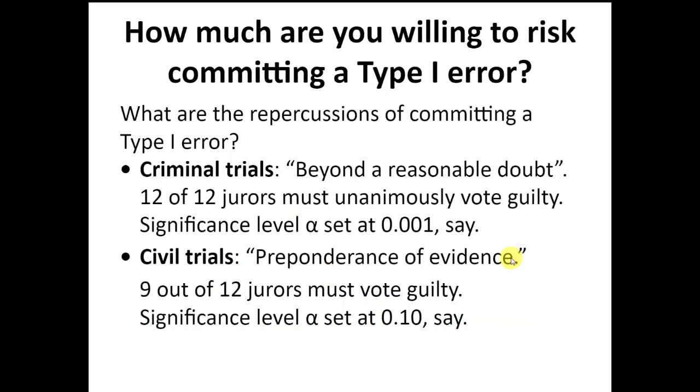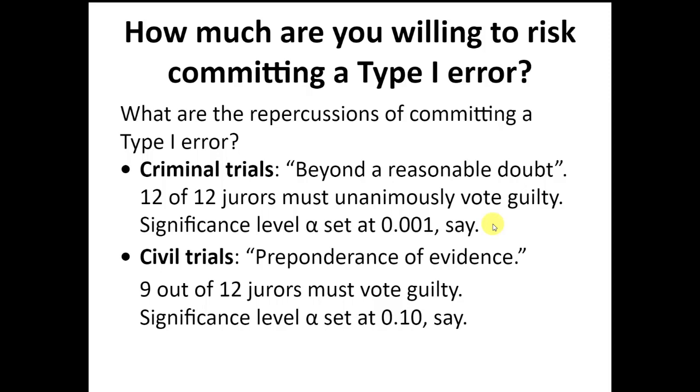So the question becomes, what are you willing to risk in committing a type 1 error? You have to think about what the repercussions of committing a type 1 error are. In criminal trials, they have a saying, beyond a reasonable doubt. 12 out of the 12 jurors must unanimously vote that the person is guilty.